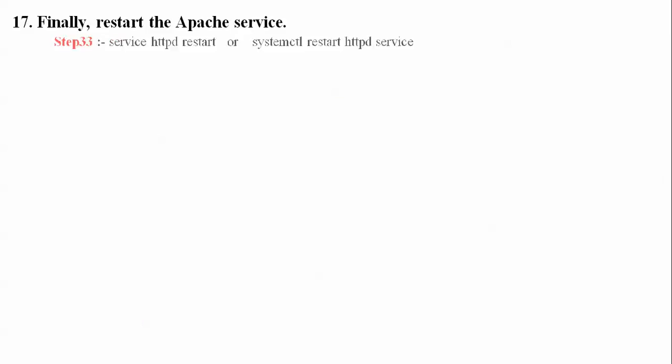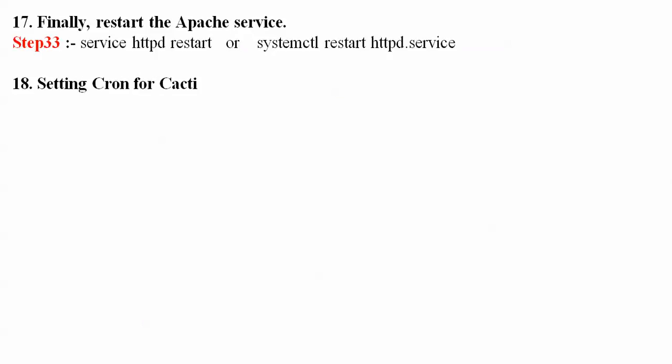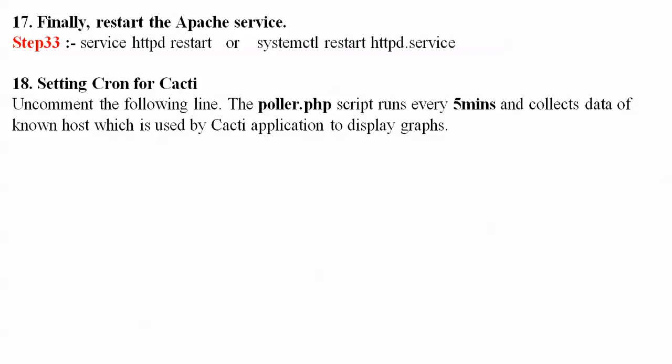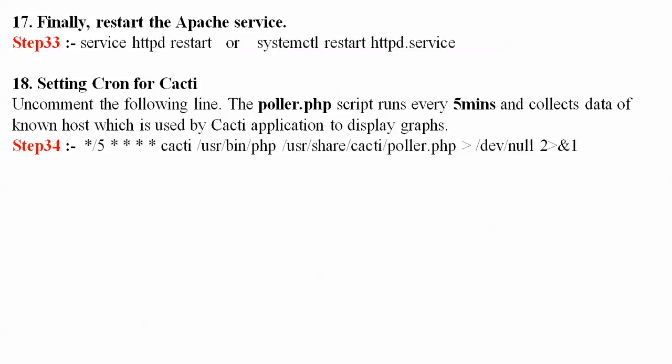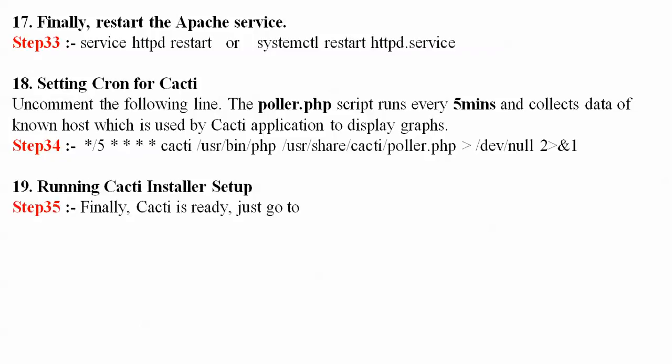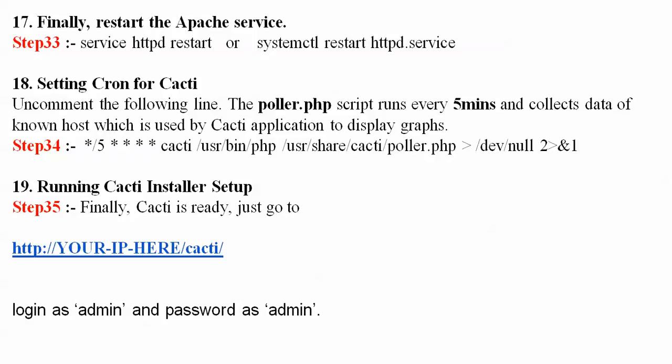Finally, I have restarted the HTTP services, plus I have uncommented the line of the poller PHP script that will run every 5 minutes and collect the data of hosts, which is used by the Cacti application to display graphs. This is the command you can see on screen, which I have uncommented. The last step is that Cacti is ready, and we are going to launch it by typing the IP address /cacti with the username admin. The password is admin by default. So let us begin.